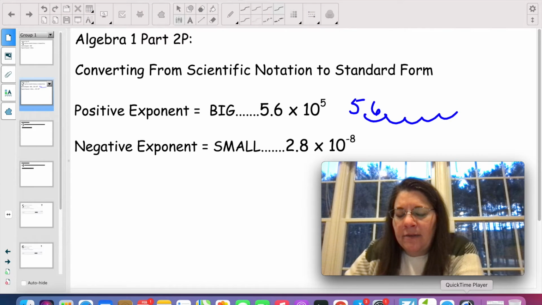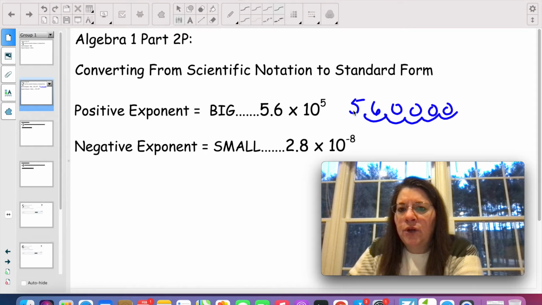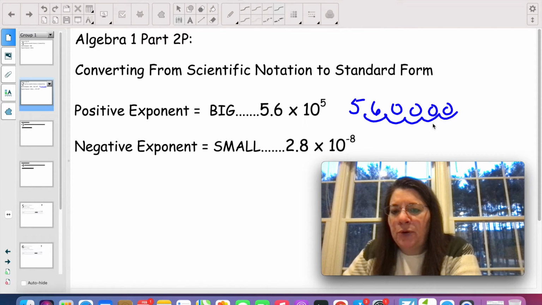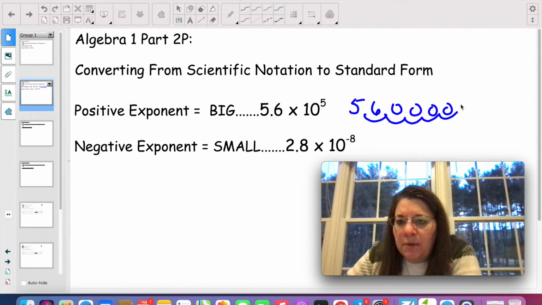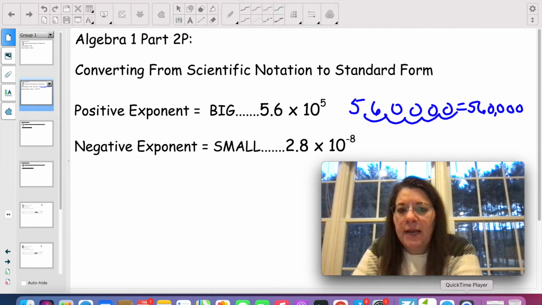I've moved my decimal 5 places, and then in each one of these blanks, I'm going to write in a 0. Now, with a standard notation number, we do need to put in commas. So that would be the same thing as 560,000.